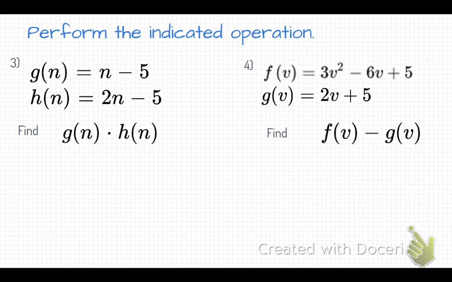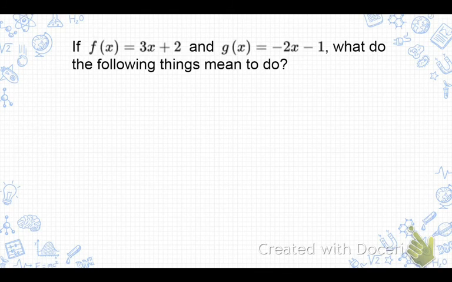Move on. So on this next slide, there's not a lot to write down, but I need you to focus first. Please listen first. I'll wait, because this is important. So I have, if f of x equals 3x plus 2 and g of x equals negative 2x minus 1, what do the following things mean to do?